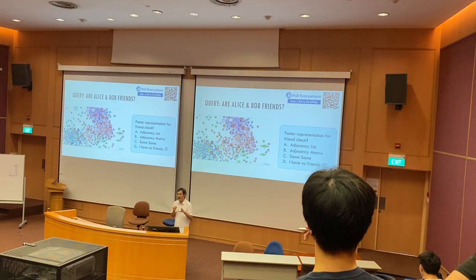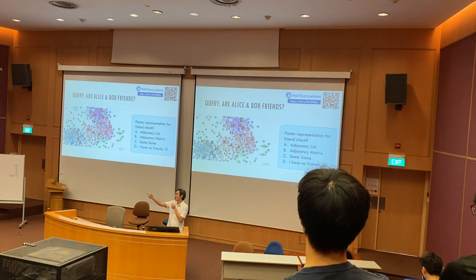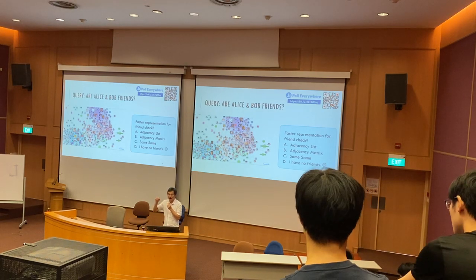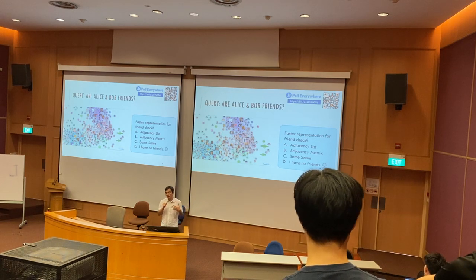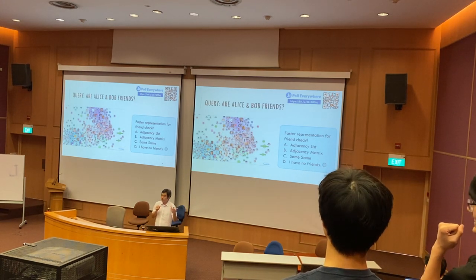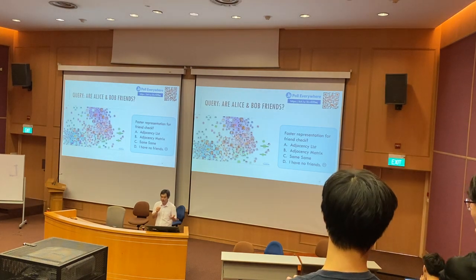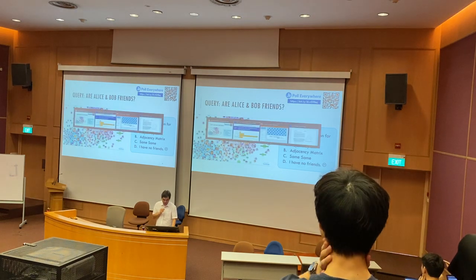This query is: are Alice and Bob friends? So essentially I give two people, let's say I randomly pick two people in this class, one over there, one over there, and I ask, are these two friends on my social network? So which representation allows you to query whether two people or two nodes are connected, or two people are friends, more effectively? Adjacency list, adjacency matrix, the same, or I have no friends, sad face.